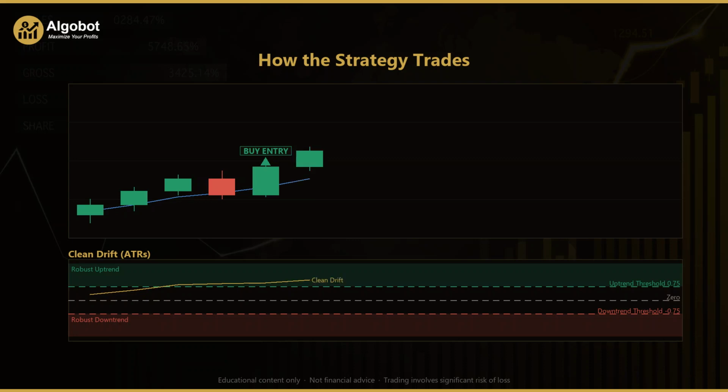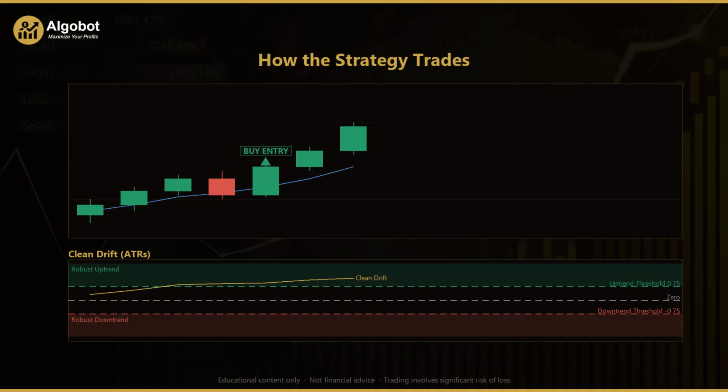Price dips down and closes right at the fast EMA, sitting at or below the blue line. This is the setup the strategy waits for. It doesn't chase strength, it wants a dip inside a healthy trend. On the very next candle, price snaps back up and closes above the EMA, reclaiming it while the drift is still comfortably above the threshold.